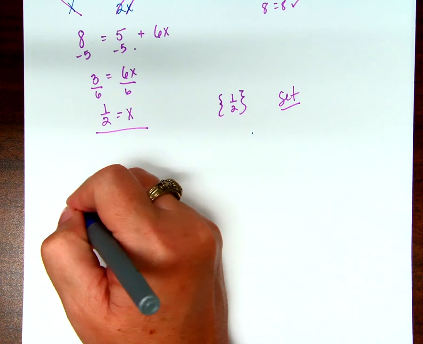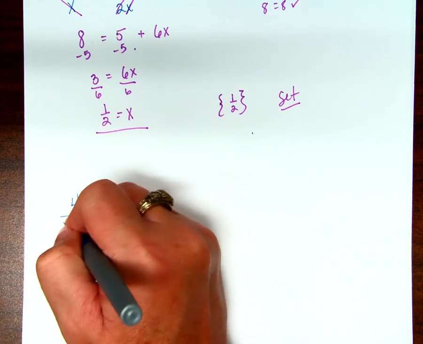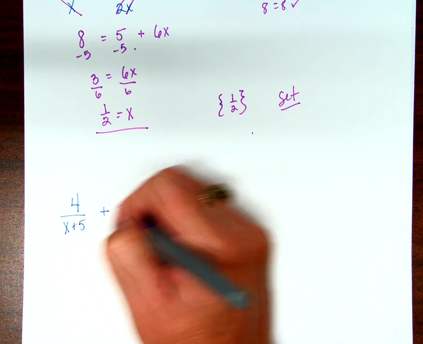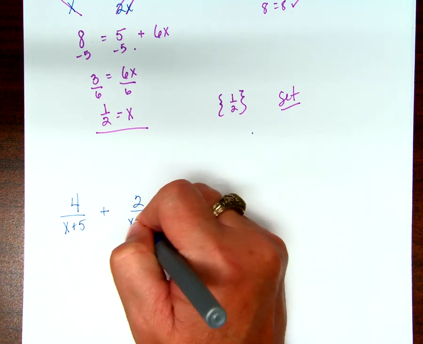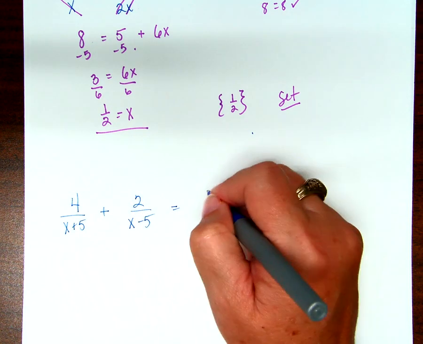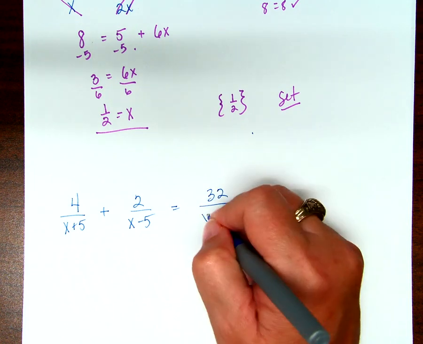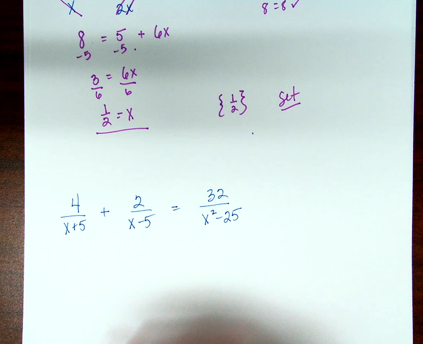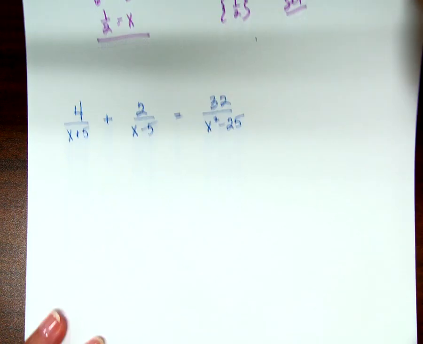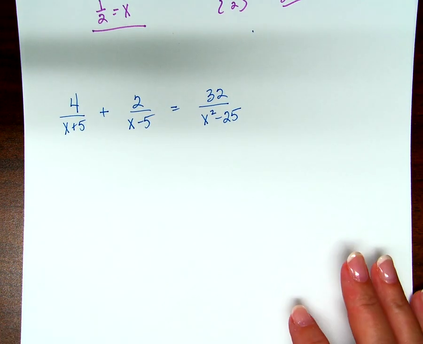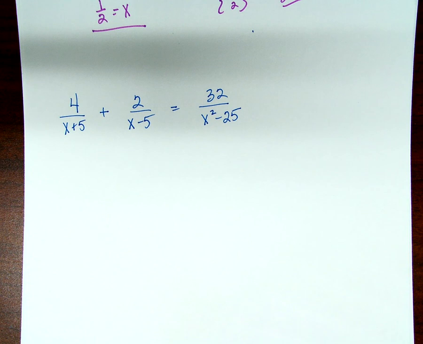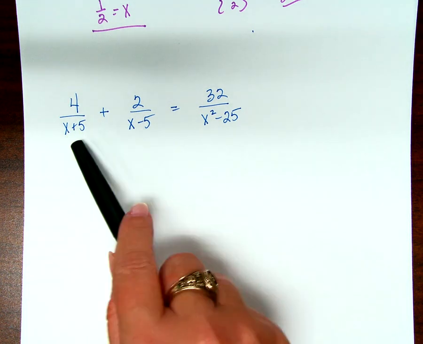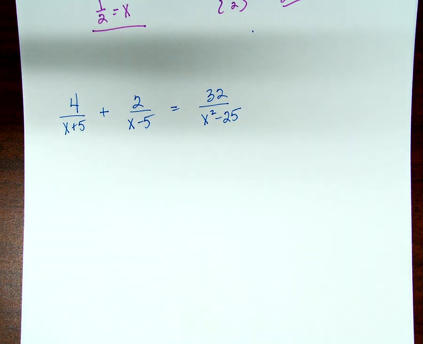Four over x plus 5 plus 2 over x minus 5 equals 32 over x squared minus 25. Again, several different fractions. 2 on this side, 1 on this side, so we can't just straight cross multiply, can we? Okay, so I want to try to eliminate the denominator if I can.